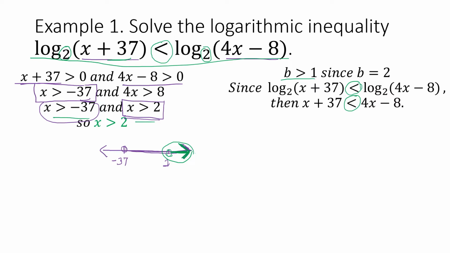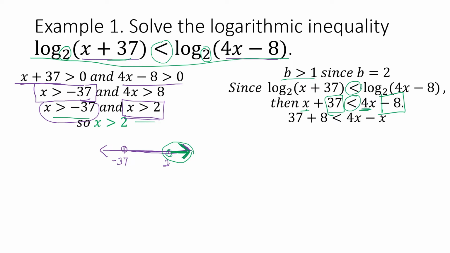Okay, then solving for x, we'll combine x with 4x and then 37 with negative 8. That is, we add positive 8 to both sides in order to eliminate 8 on the right side. Negative 8 plus 8 is 0. Here, we'll have 37 plus 8. And then to combine all terms with x, we will add negative x to both sides.